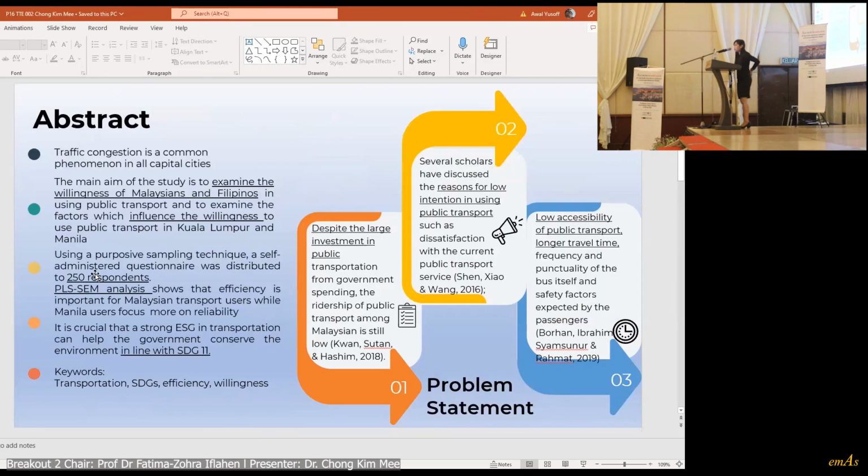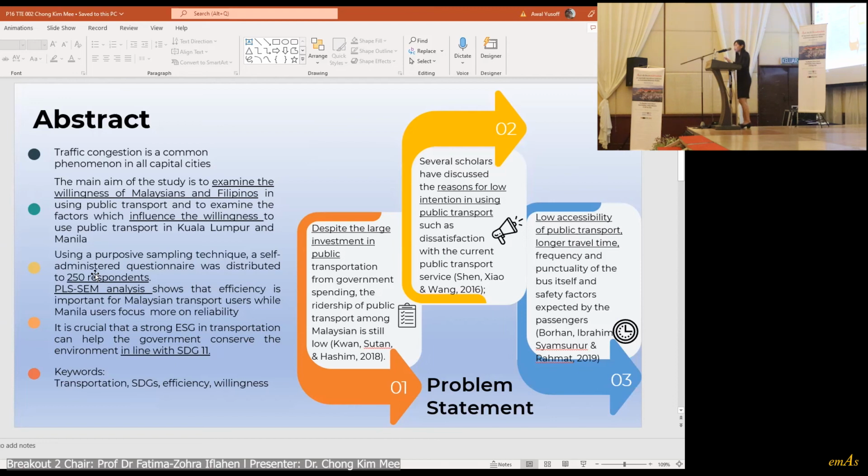So first, we know that in cities, traffic congestion is an issue whenever we go to the city, right? Even when we travel to KK here, we also realize that whenever we grab a car, we face this kind of issue. So we would like to examine the willingness of Malaysians and Filipinos, focusing on the cities of Manila and Kuala Lumpur, in terms of using public transport, and we want to examine the factors which influence the willingness to use public transport in Kuala Lumpur and Manila.